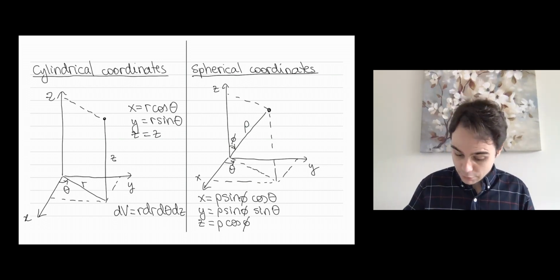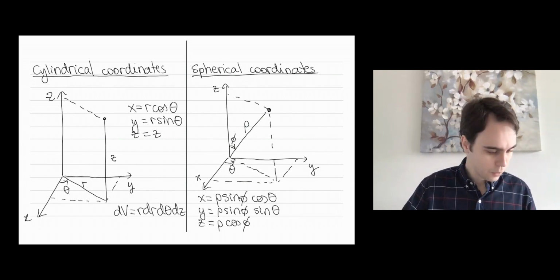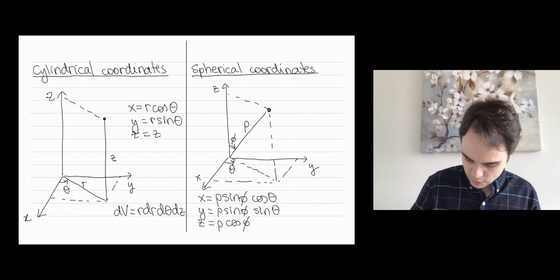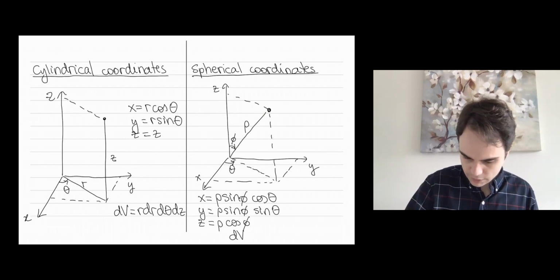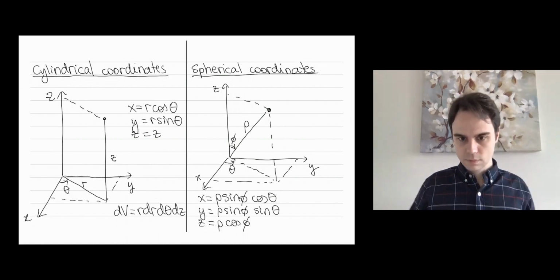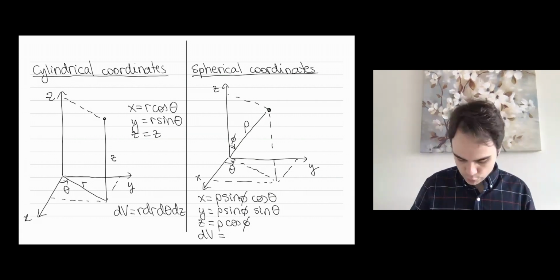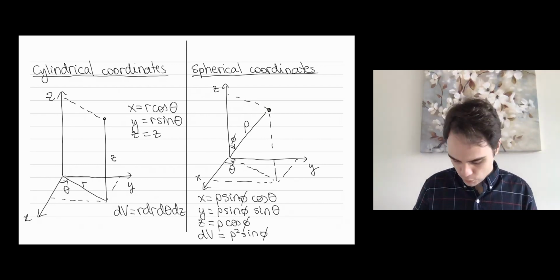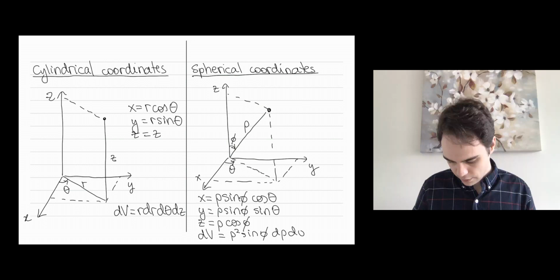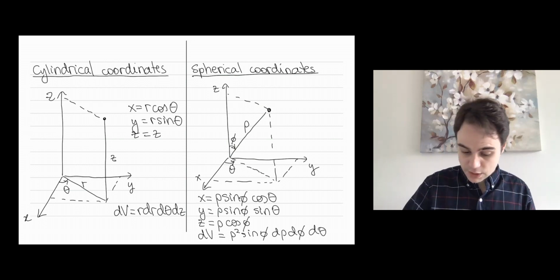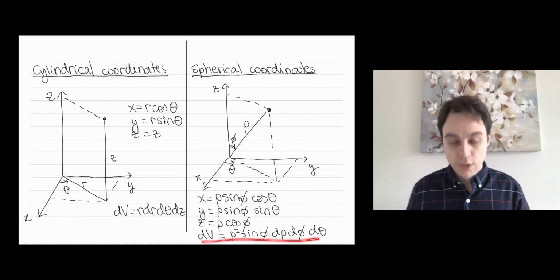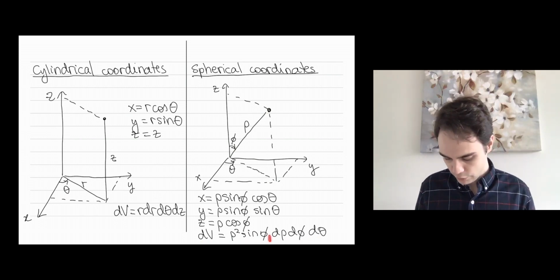And the volume element in spherical coordinates is rho squared sine phi d rho d phi d theta. And again, this is the order we usually want to place these differentials in.